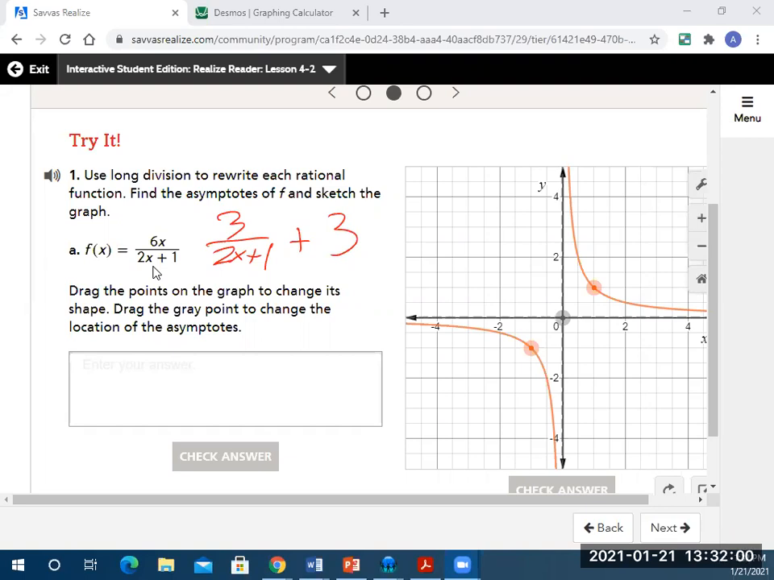-3 on top. Oh, so you're going to be subtracting, right? So you don't want to subtract -3. You want to subtract +3, right? From 3.